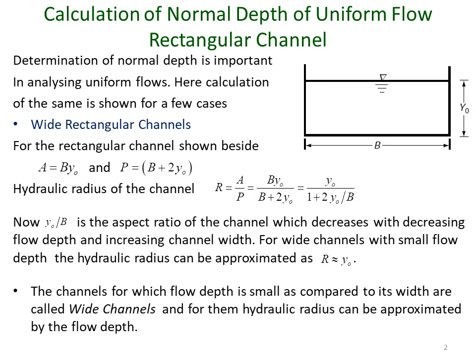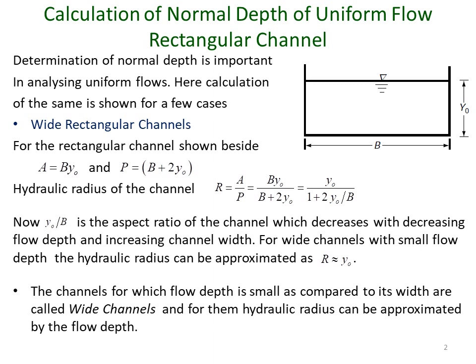Now this figure y naught by b is actually the aspect ratio of the channel. It is the ratio of the flow depth to the width of the channel, and this aspect ratio decreases with decreasing flow depth and with increasing channel width.